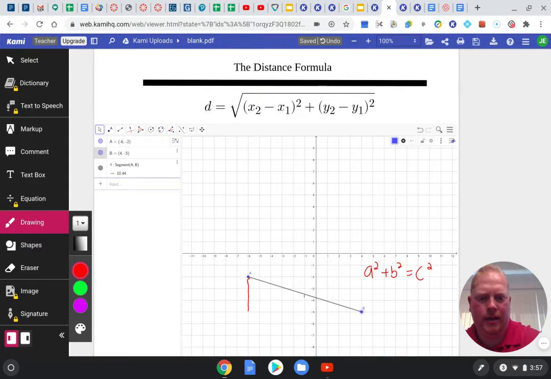So there's one side. There's another side. And because those lines are vertical and horizontal, I can actually count how many boxes there are. So there's 3 of them there, and then 6, 7, 8, 9, 10. And so then I can do 3 squared plus 10 squared equals c squared. That's 9 plus 100.